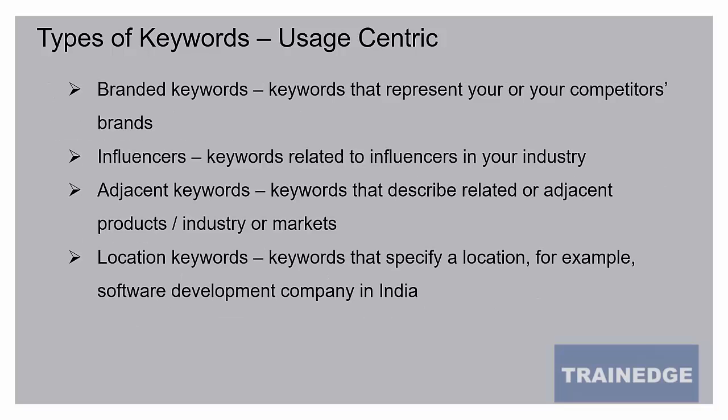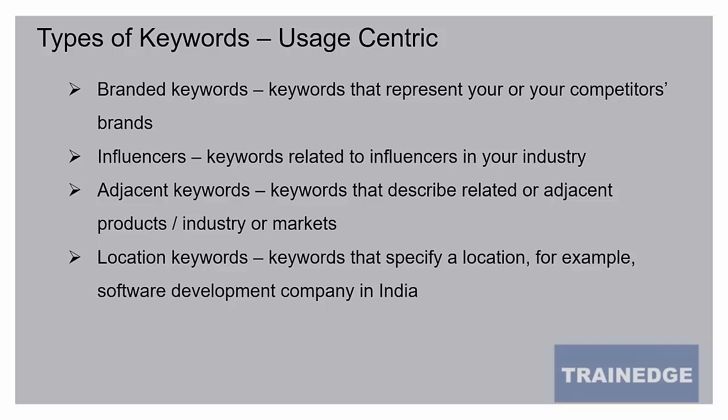We can look at keywords from a branding perspective. Keywords that represent you or your competitor's brand are branded keywords. If people are searching with your brand, that's good for your business, and those are called branded keywords. Then there are keywords related to influencers in your industry. Every industry has a set of influencers, and people search with keywords that relate to those influencers to find information about them. You can be interested in those keywords, because if somebody is searching for a keyword that relates to an influencer, that means the person is trying to find out something about your industry.